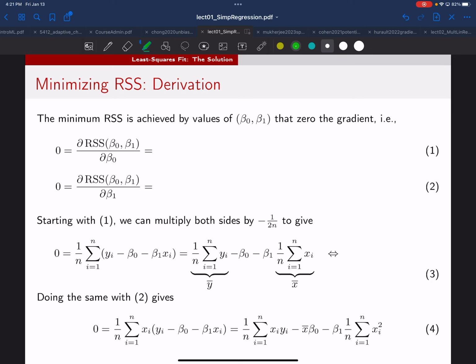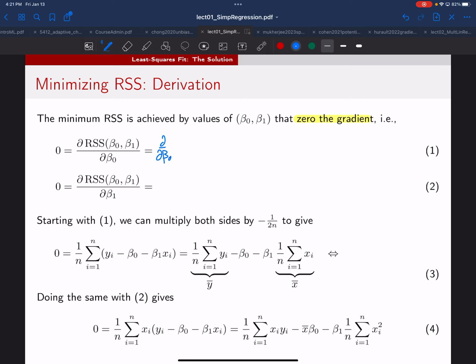That's our main approach, and we're actually going to use this approach all throughout the semester, figuring out how to zero that gradient. So essentially we need to find the values beta 0 and beta 1 that jointly satisfy these two equations. Each of these partial derivatives should be 0. Okay, so let's start by deriving what those partial derivatives are.